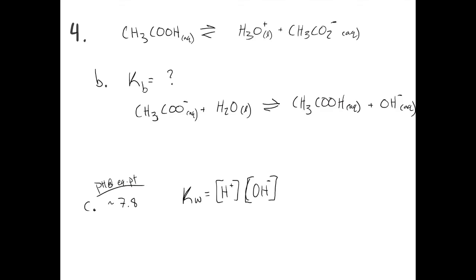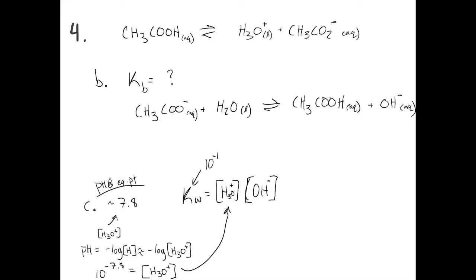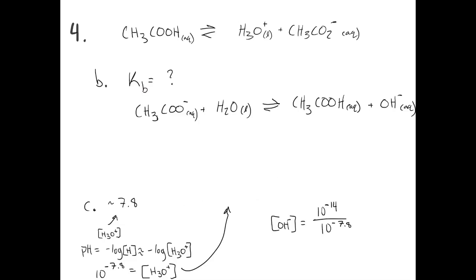But you can plug this into Kw, or the equilibrium constant of water, and just remember that is equal to the concentration of H3O plus, or hydronium concentration, times your hydroxide, which is your OH minus concentration. All right, remember we talked about this before. pH is just a way of expressing the concentration of hydrogen in solution, which is the same as the hydronium. So rearranging our log, we get 10 to the negative 7.8, which is equal to our H3O plus concentration. We know that the Kw, or the dissociation constant of water, is 10 to the negative 14th. So rearrange that equation, and you get your concentration of OH minus, or your hydroxide concentration, at equilibrium.